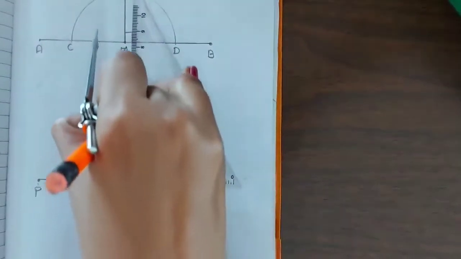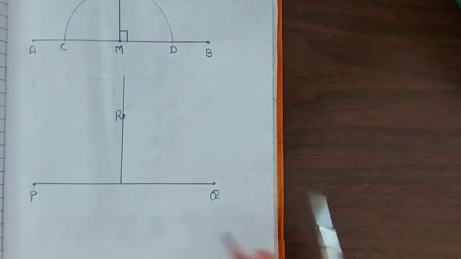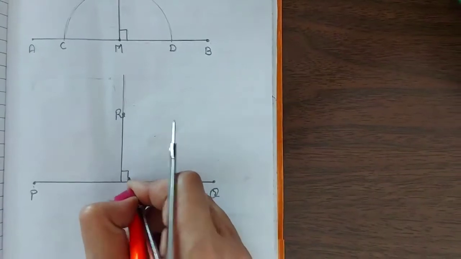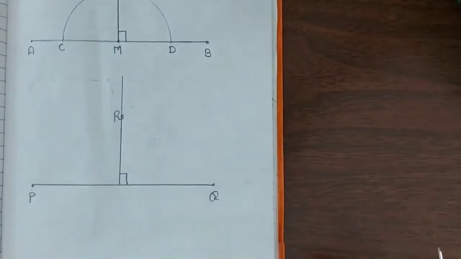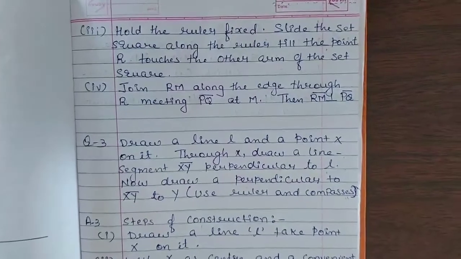So here we have drawn a line segment passing through the points. Students, you can see this is a right angle. Why right angle? Because it is 90 degrees. Hence this is a perpendicular line segment. Now let us see the steps of construction.